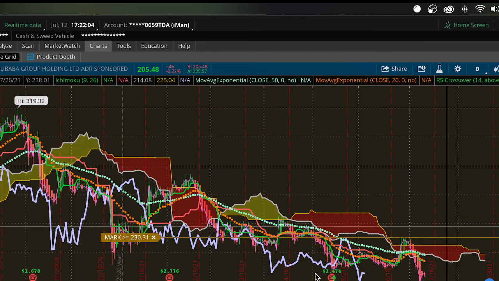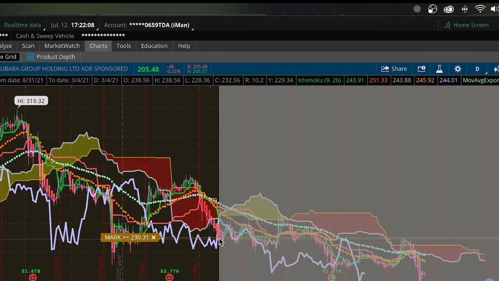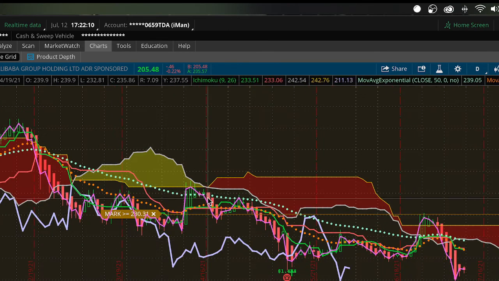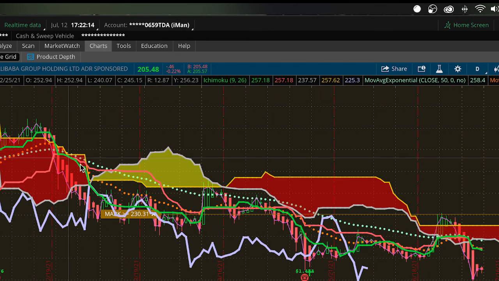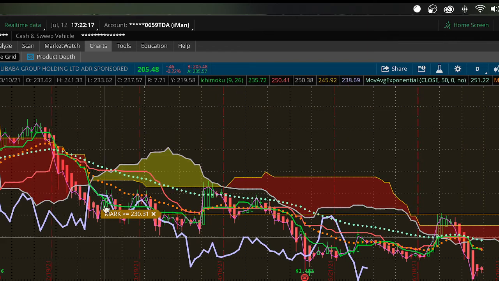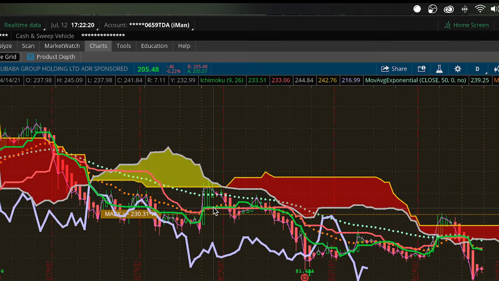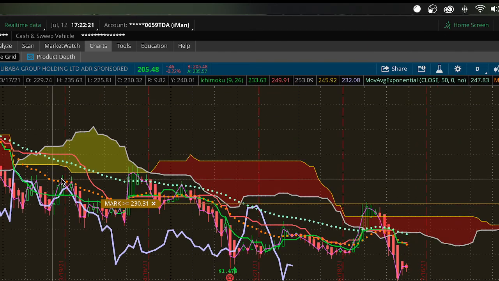So we got BABA. You see on the cloud here, it's struggling on the daily. You don't really want to see what just happened. It did it twice now. You can see it's a fake break to the upside back here. It looks like you're about to get some clear run, and then either FUD came out from China news, or just people dumped the stock. I don't know which one happened.